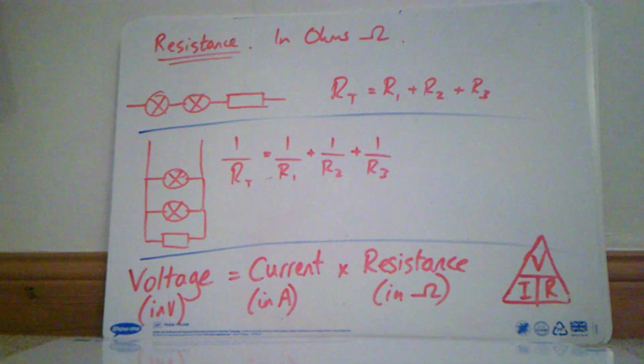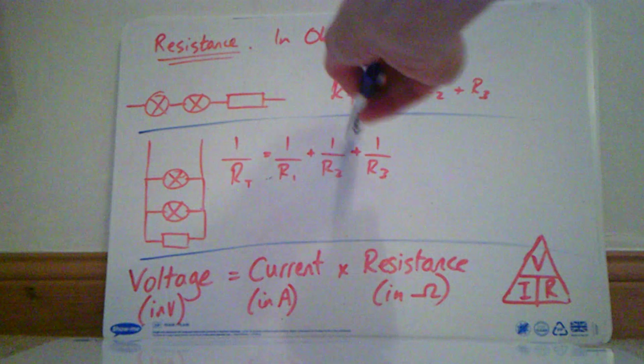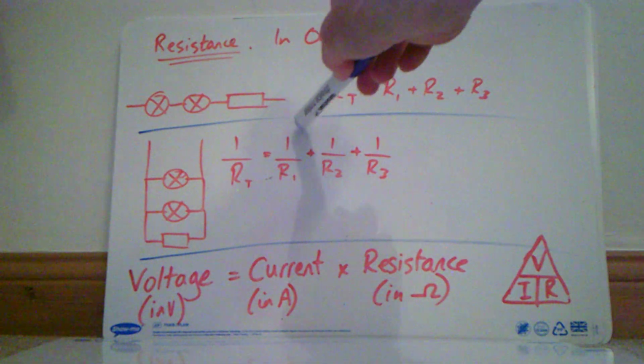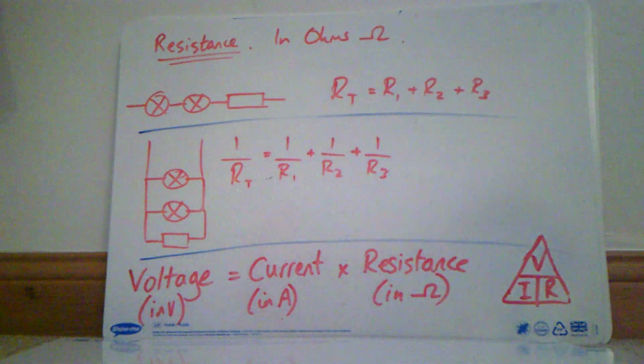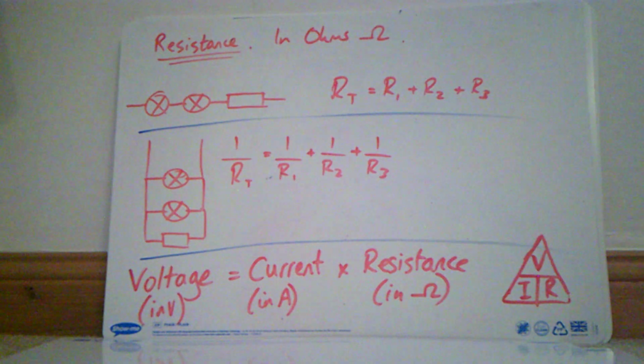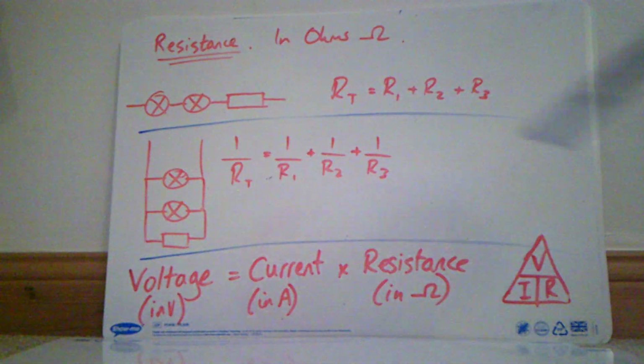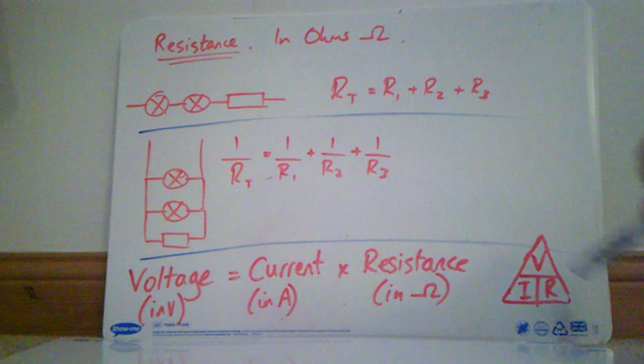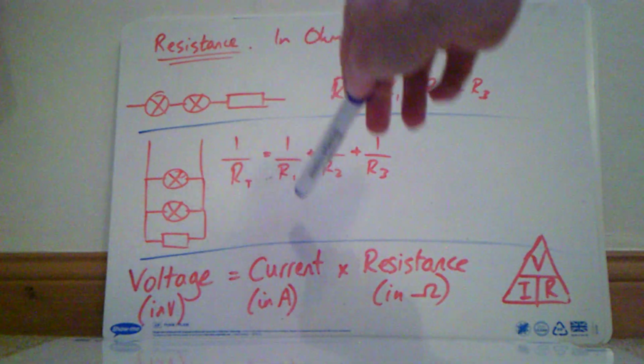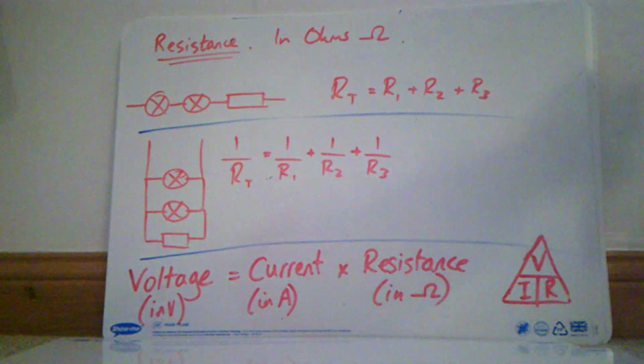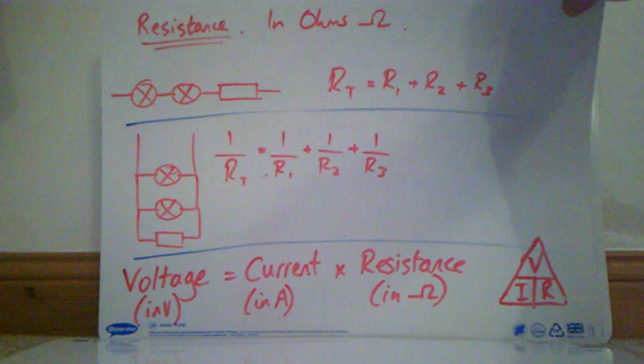In parallel, the total resistance is trickier to work out because you've got to use this 1 over formula. So 1 over RT equals 1 over R1 plus 1 over R2 plus 1 over R3. The most commonly used electrical formula is V equals IR. Voltage is current times resistance. There's the triangle. Voltage in volts is current in amps times resistance in ohms.